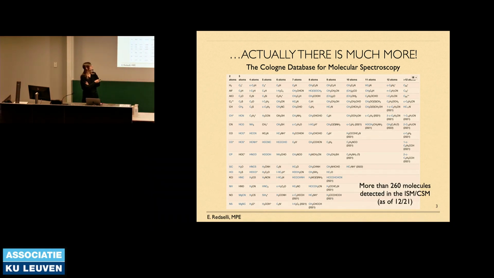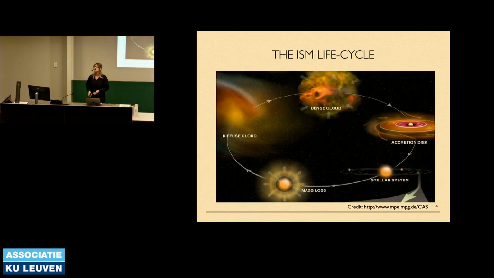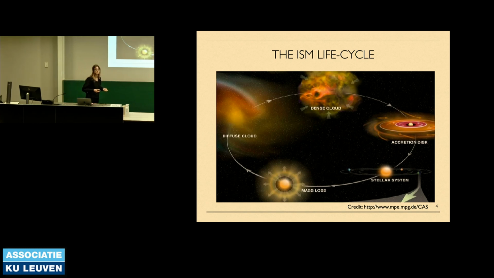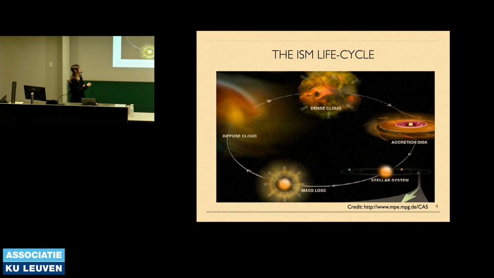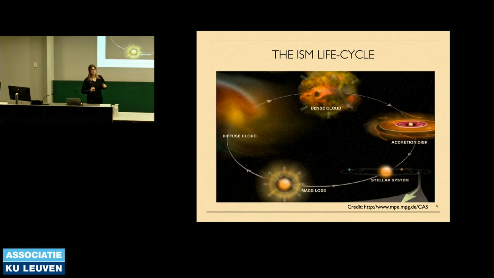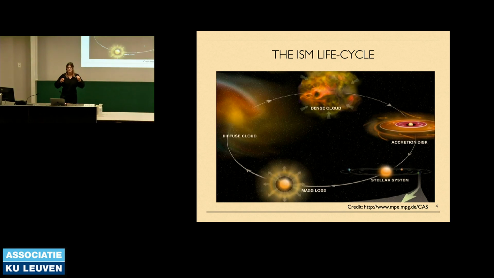So the idea of astrochemistry is to use all of this to say something about the star formation process, which ultimately is the life cycle of the interstellar medium. You start with diffuse clouds, which are fairly warm for my standards, a bit less than 100 Kelvin, and fairly diffuse. And this can condense into denser clouds, where the perfect conditions for molecules to form and to survive are met.